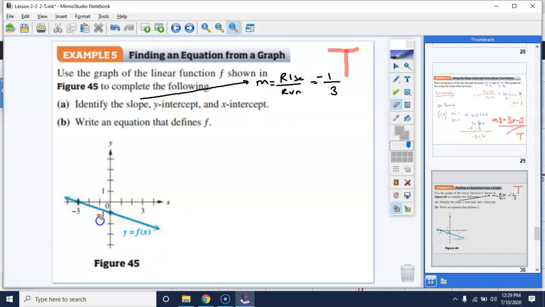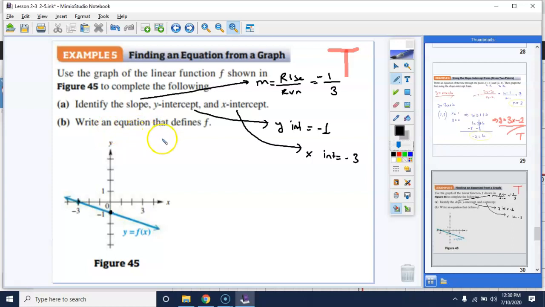Y-intercept is here. Y-intercept means your graph crosses the y-axis at which point? At point negative 1. So the y-intercept should be -1. And the x-intercept should be where the graph crosses the x-axis, at which point? At point -3. X-intercept is -3.